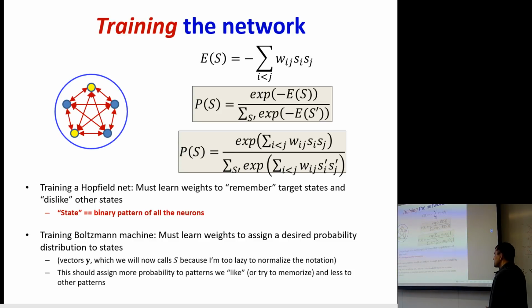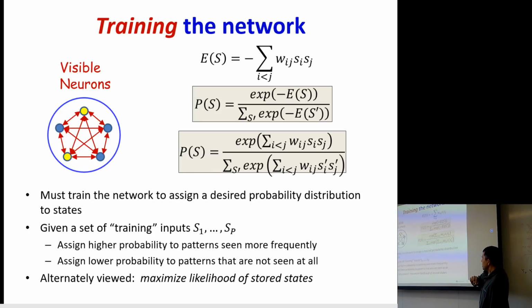Okay? So to train the Boltzmann machine, we must learn the weights to assign our desired probability distribution to the states. So basically, if I think of the network also as memorizing, content-addressable memory, I want to assign more probability to patterns that we like, things that we want to memorize, and less to other patterns. So I want to train the network to assign a desired probability distribution to the states.